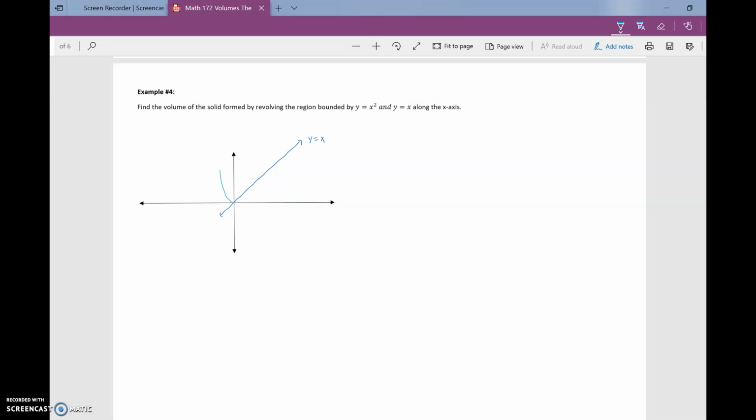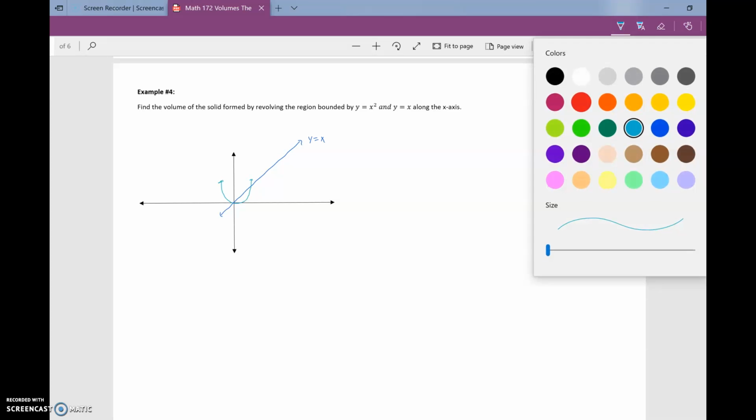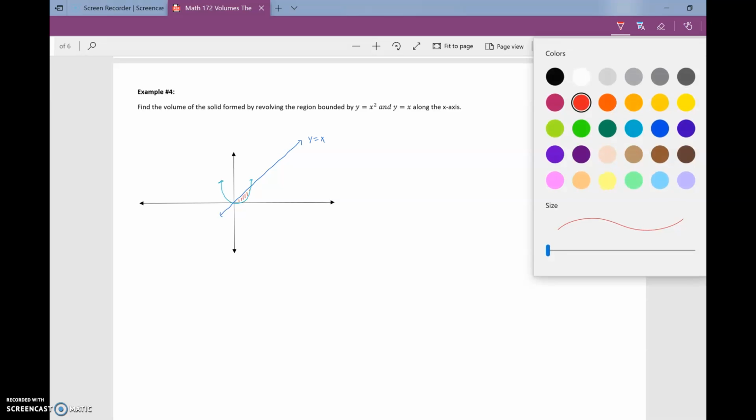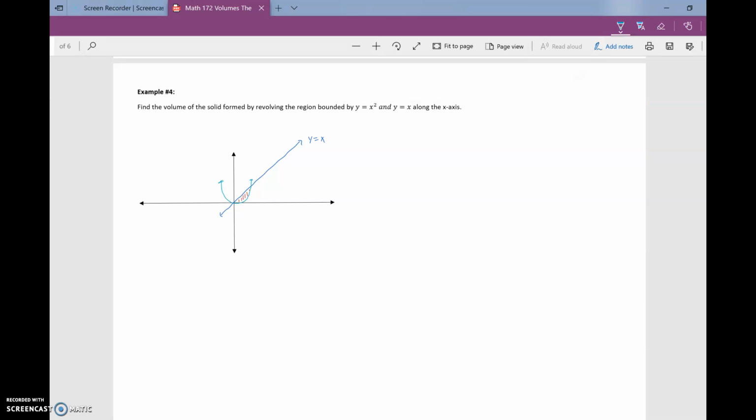So we're talking about, not to scale, but that one is a little bit too wide. So not to scale. Okay, a little bit better. Not great, but nonetheless, this is the region that we're talking about, and this one happens to be y is equal to x squared.